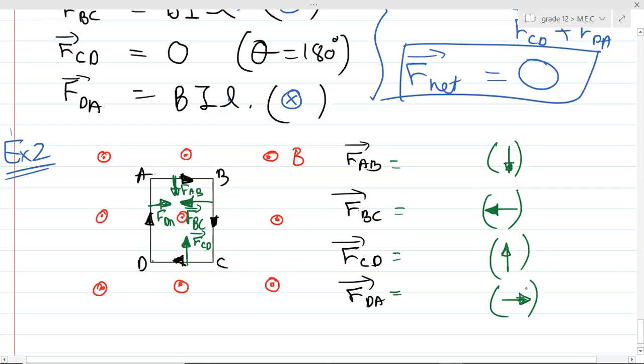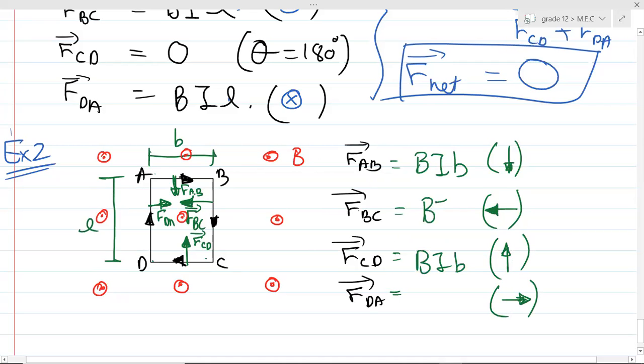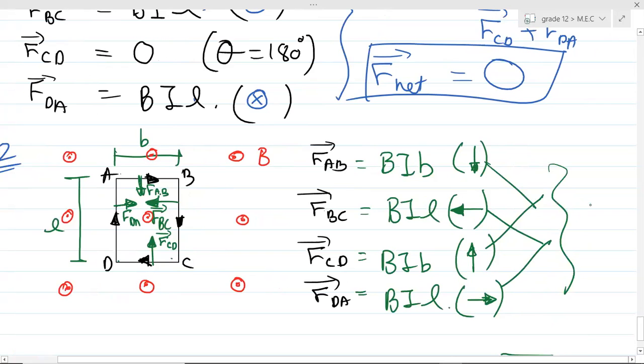And now we have decided the direction. Can anyone give me the force's magnitude? This side had a length L and this side had a length B. So can you see FAB and FCD? This will be BIB, this will be BIB. This will be BIL and this will be BIL. So can you see this will cancel out with this? This will cancel out with this. Ultimately, the net force will be 0.